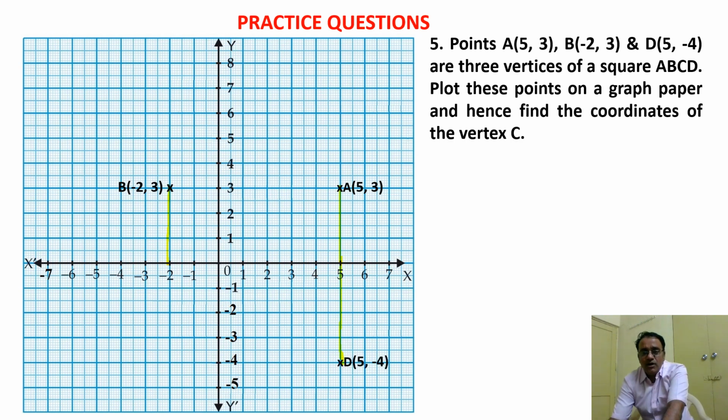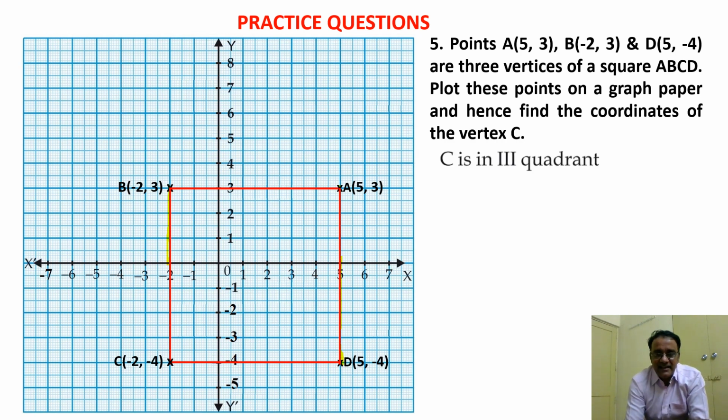Now what we will do, we will join these lines first. So पहले AB join कर लिए, then we'll join AD, then we'll draw the parallel lines from these two. पहले इससे parallel draw कर लिए, perpendicular to AB and parallel to AD, and next through D we are going to join this point. So both are intersecting at point -2 -4. So this is the C, right? C is in third quadrant.